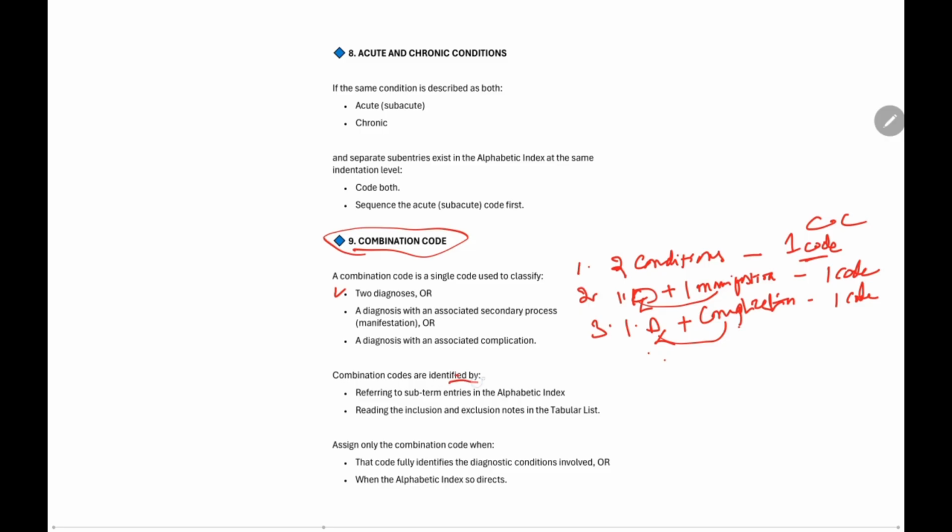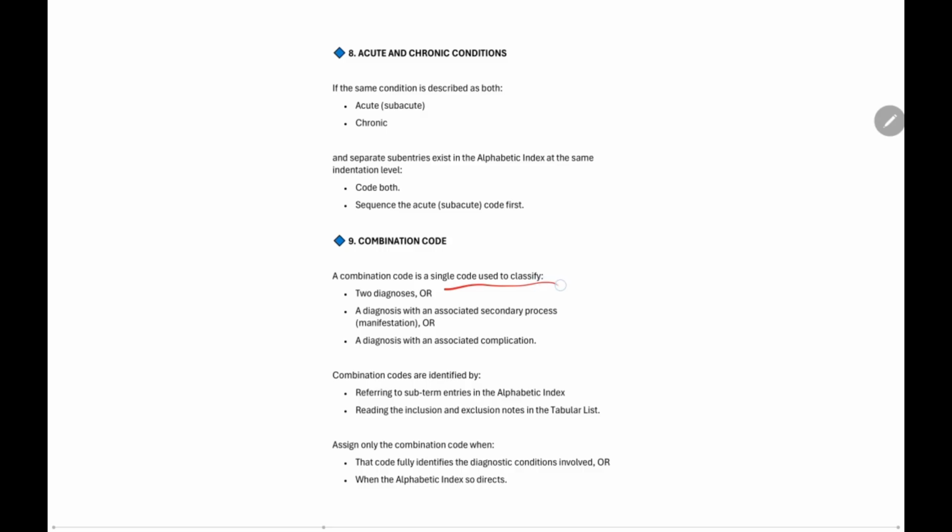Combination codes are identified by referring to subterm entries and reading the inclusion and exclusion notes in the tabular list. Okay, so let us see examples. First example, two diagnoses: type 2 diabetes mellitus with neuropathy. What will you do? You will not code neuropathy and diabetes mellitus separately. You will code a single code, E11.40.